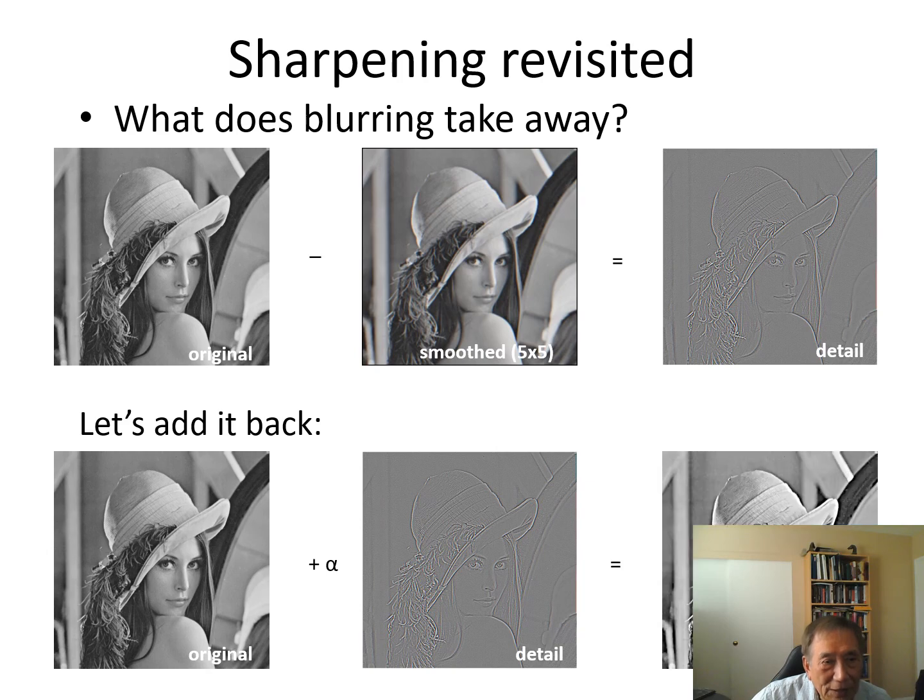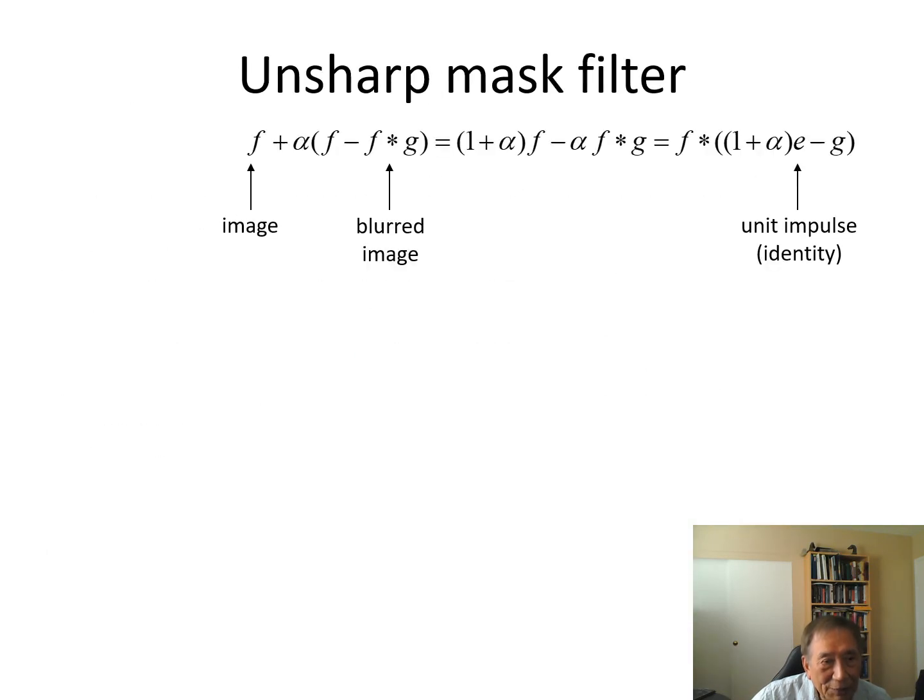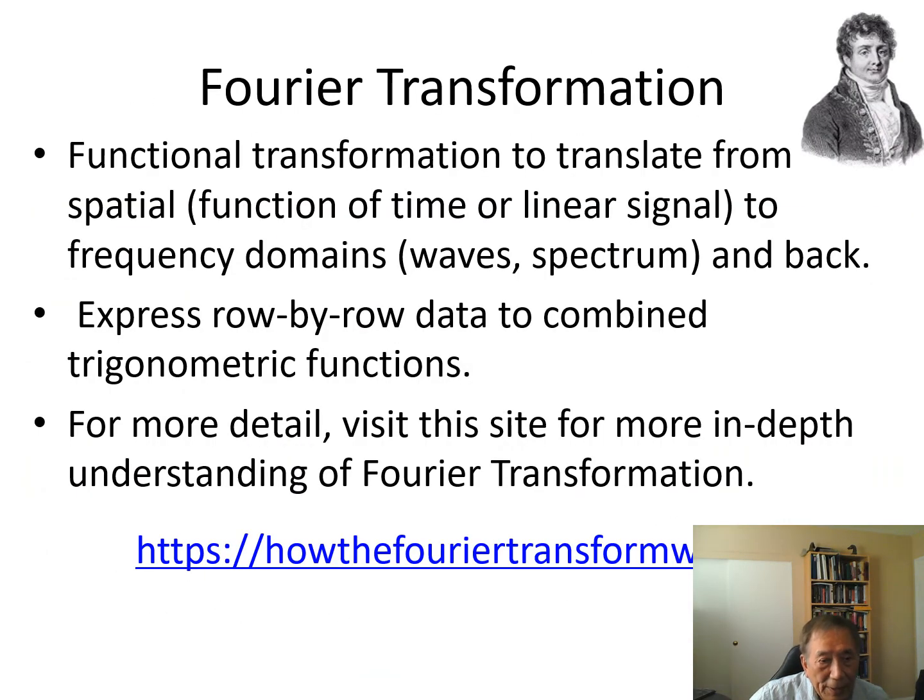So I'll pass that, and the sharpening again can be done. Okay, I'll quickly go over a Fourier transformation.